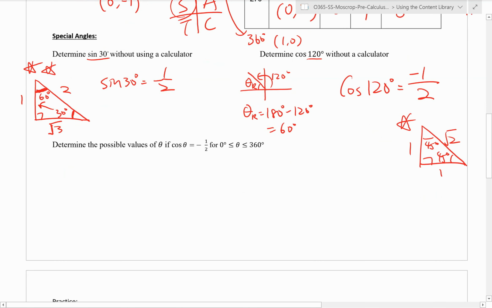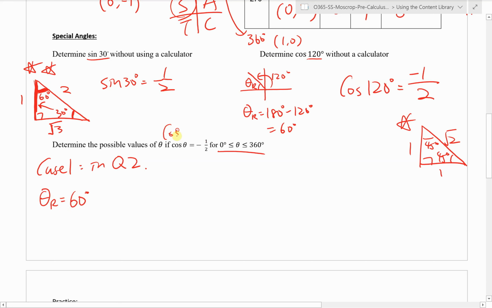Okay, next example here is: determine the possible values of theta if cosine theta is negative 1/2. Okay, so now again, because I see cosine being negative, and also because theta is between 0 and 360, we'll have two cases. Cosine is the x value, so x is negative in quadrant 2 and 3. So our case 1 would be in quadrant 2. And because cosine is adjacent over hypotenuse, if you look at this triangle, if 1 is adjacent, that means the reference angle is 60 degrees.